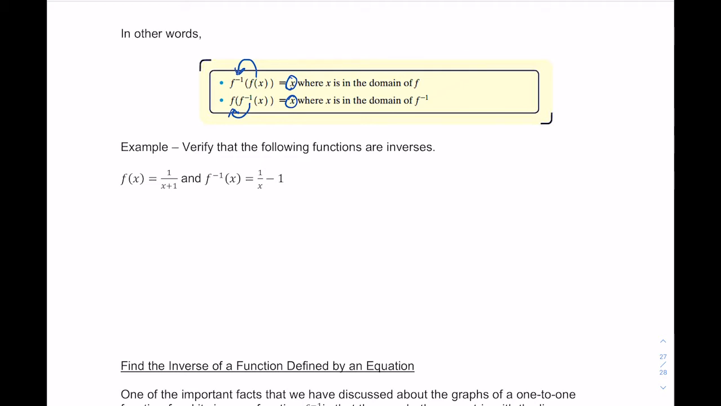So let me show you. So we want to verify that these two functions here are actually inverses of each other. So the first thing I want to do is find f inverse of f of x, right? So we're doing a composition, which is what we learned the other day. So what I need to do is take f of x and put it inside of f inverse. So f inverse is one over x minus 1. And wherever there's an x, I'm going to replace it with f of x.